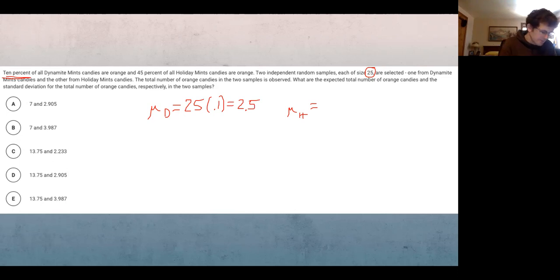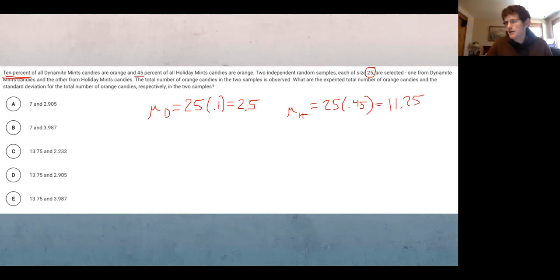Same thing here, except now it's 45% for holiday mint. So I'm going to do 25 times 0.45, which is 11.25.